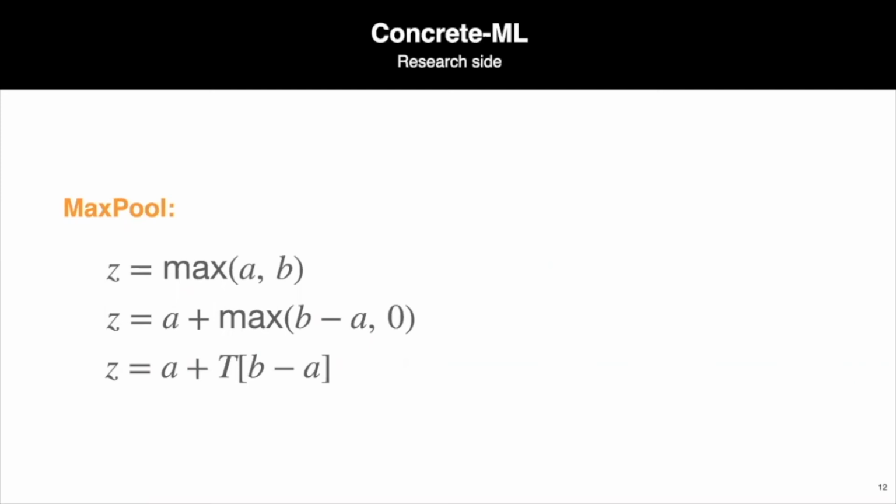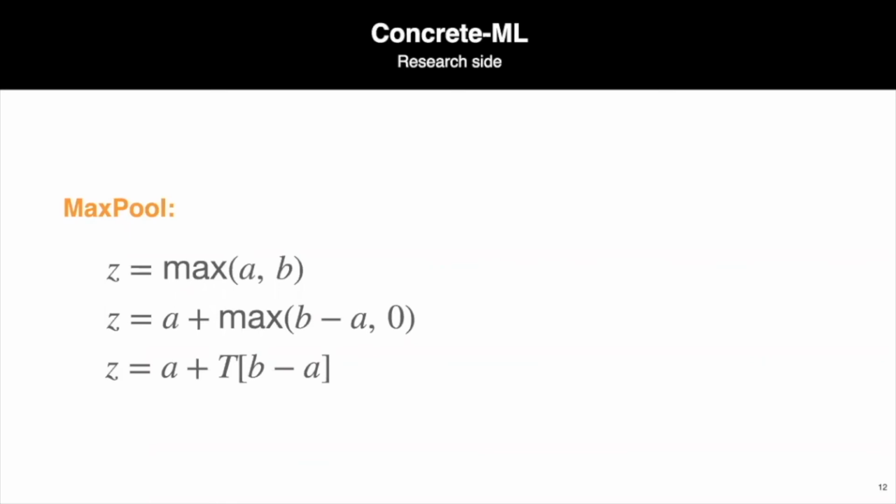So it explains why the equation stands. And then once you have the second equation, you can replace it by a table lookup because it's an operation of a single input, B minus A. So at the end, in terms of FHE, what you are going to do to compute the max of A and B is just to do A plus a PBS of B minus A, which is slow, but which is working fine.